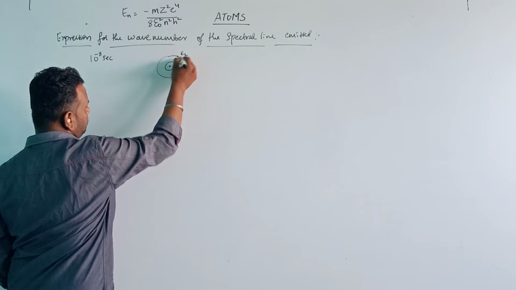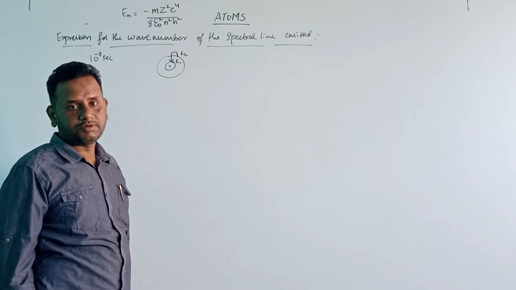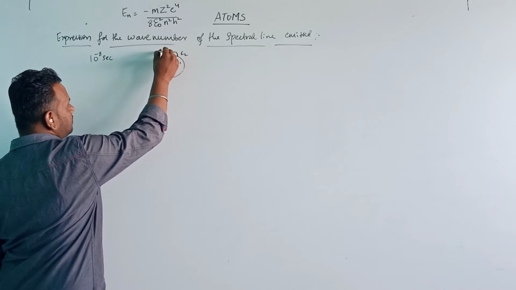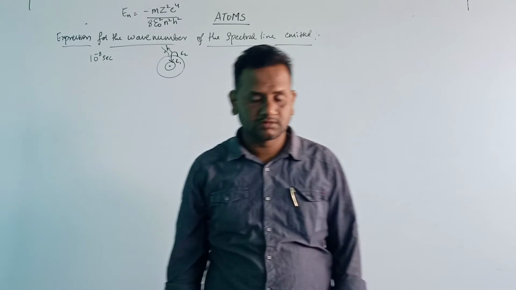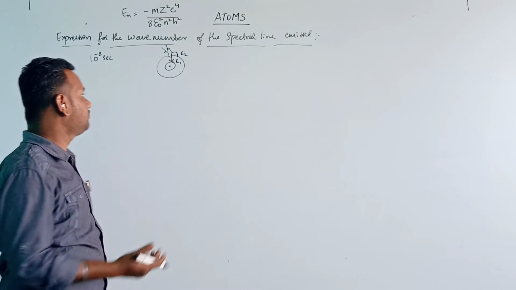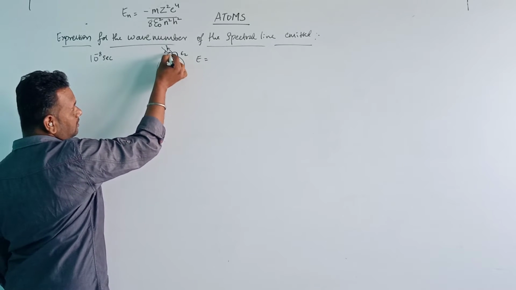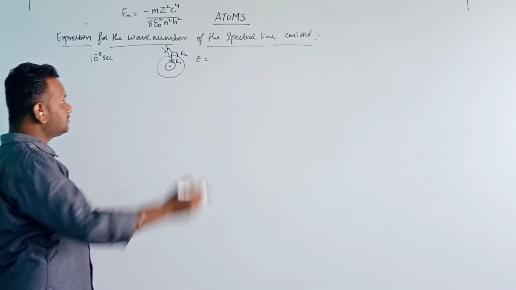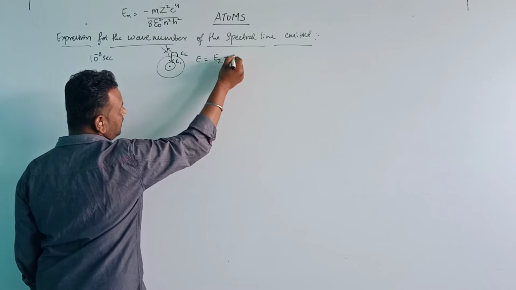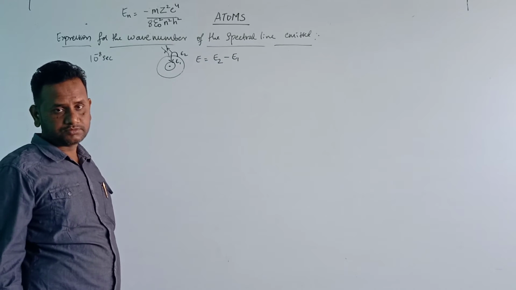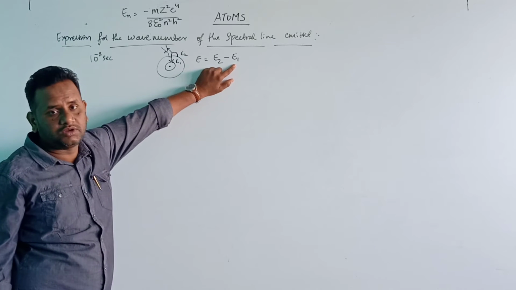This is the higher orbit, that is E2, this is E1. Now the electron is jumping from the higher orbit to the lower orbit. So during this process the electron is going to be emitting some radiation in the form of photons. So that emitted photon energy E is the energy of the photons emitted during this transition. That photon energy is equal to the difference between the higher energy level and the lower energy level. This E2 is nothing but the higher energy, and E1 is the lower energy.